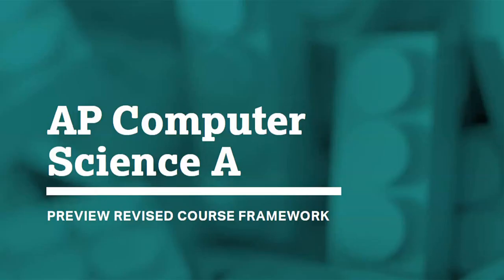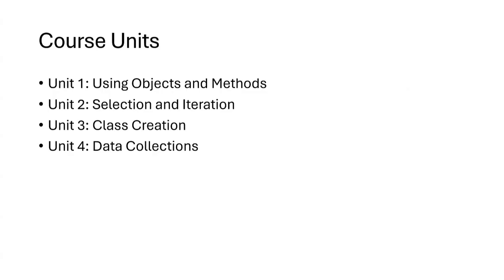So our AP CompSci A course will comply with the new 2025 and 2026 AP Computer Science A course standard. There will be 4 units. Unit 1, using objects and methods. Unit 2, selection and iteration. Unit 3, class creation. Unit 4, data collection.